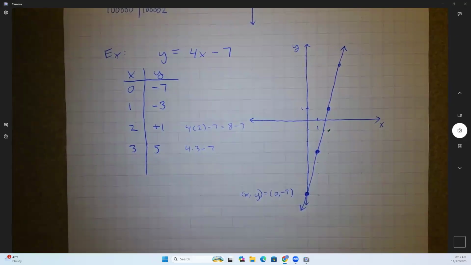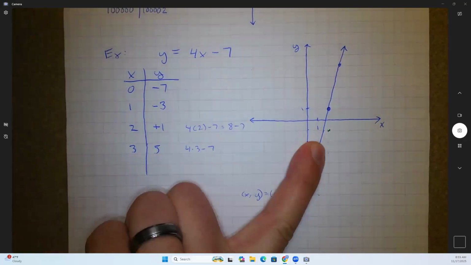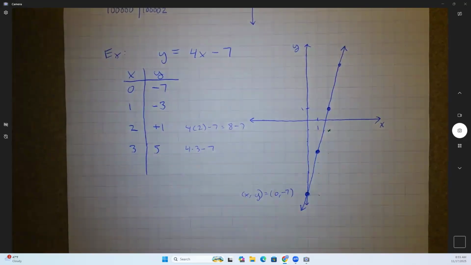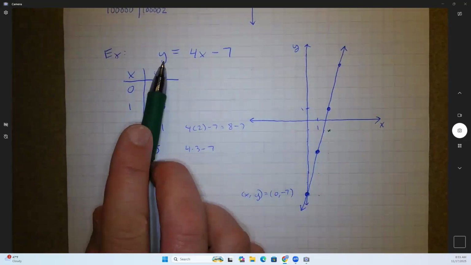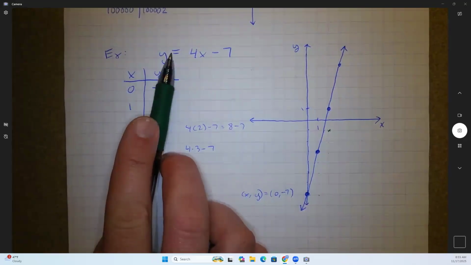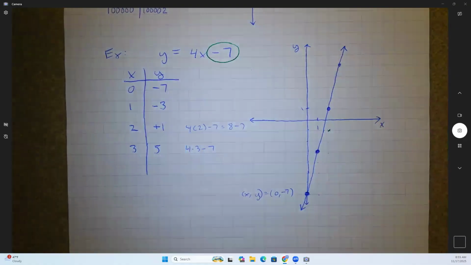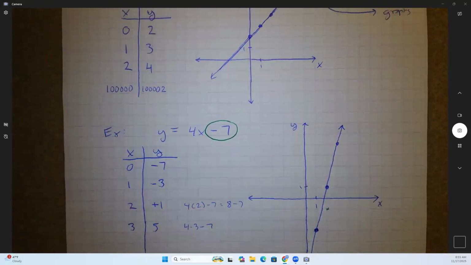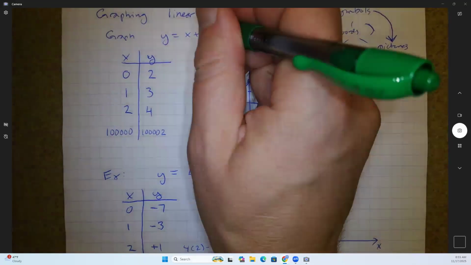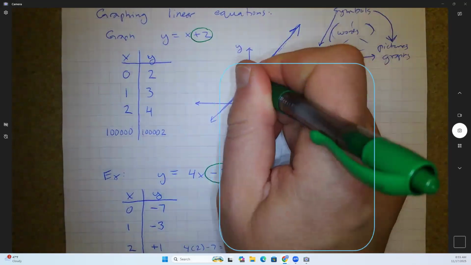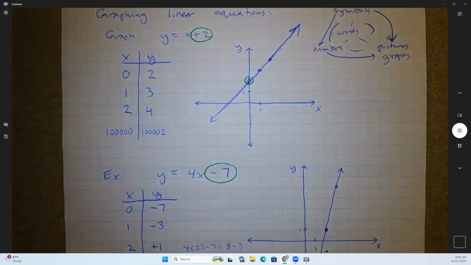Let's look a little bit more closely at the symbols and the graph, and we're going to be able to recognize some things. First of all, when I have an equation written y equals a number times x minus 7, that constant term right there is exactly the y-intercept. Notice it worked in the previous example too. I had y equals x plus 2. Right there, 0 comma positive 2 is the y-intercept.